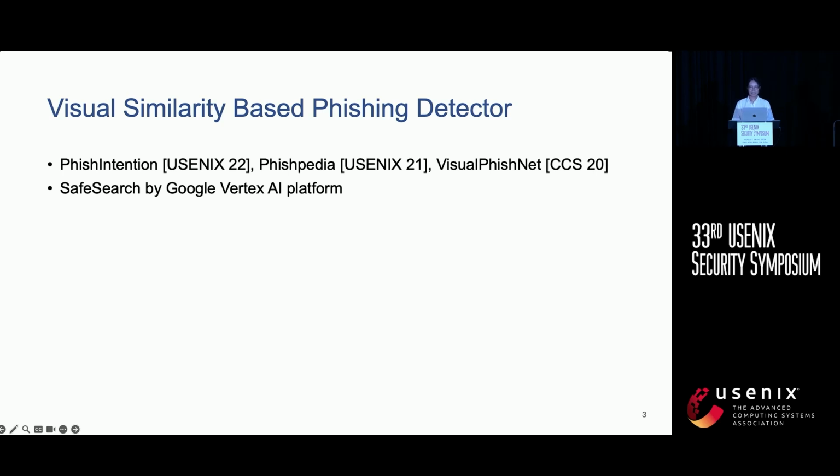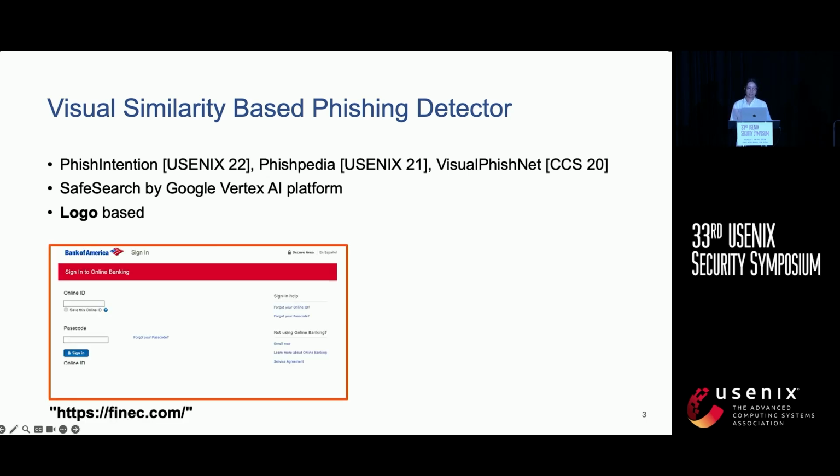Visual similarity-based phishing detectors can help identify the above-mentioned attacks. Similar ideas have been explored in recent research and industry products, such as Safe Search Content Filter by Google. In our paper, we focus on the logo-based phishing detector.